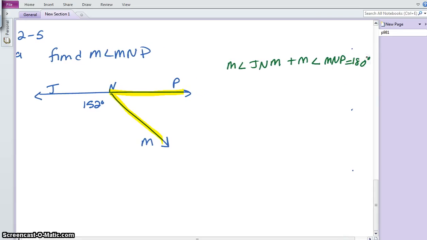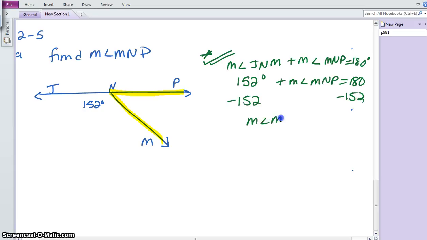180. I know the measure of angle JNM, so my second step is to substitute. This step is important right here. 152 plus the measure of angle MNP equals 180. Subtract 152 from both sides. The measure of angle MNP equals 28 degrees.